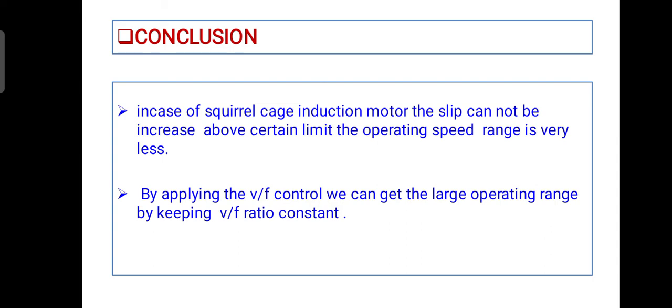By applying variable frequency control, we can get a large operating range by keeping the voltage to frequency ratio constant. The variable frequency control is used so that several motors run from a single variable frequency drive. In such a case all motors start and stop at the same time and follow the same speed reference. VF has some limitations.